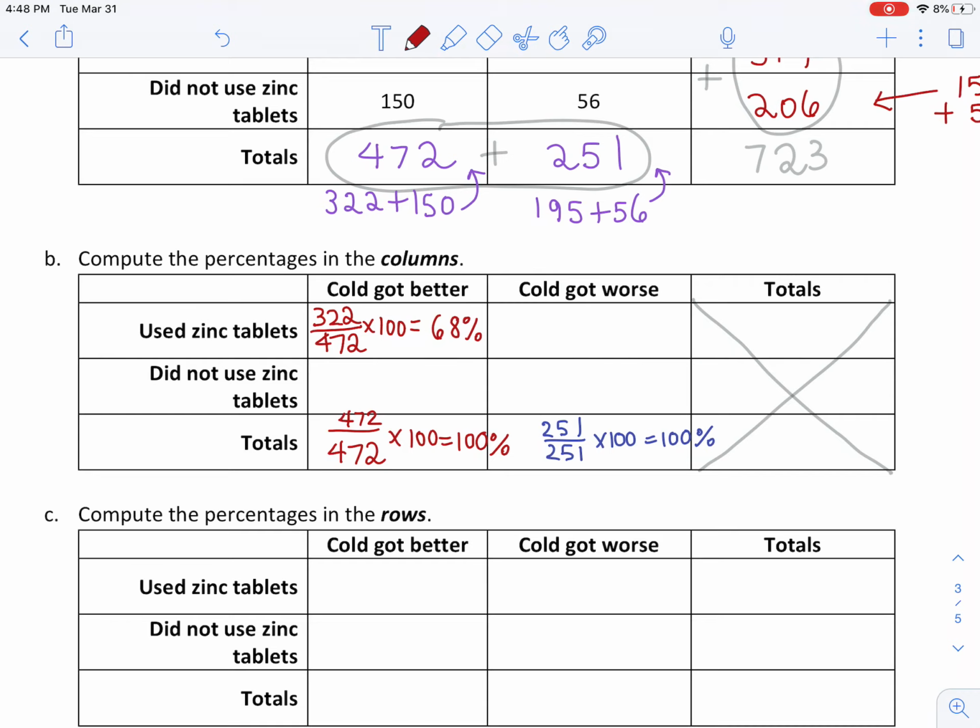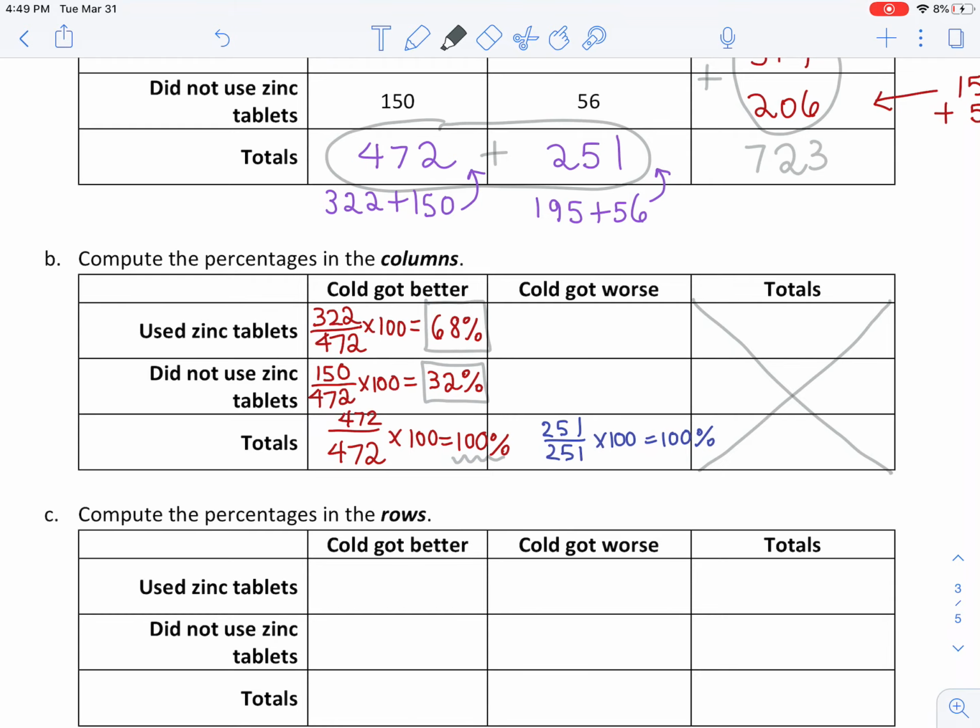All right, let's do the percentage of people who did not use a zinc tablet given that their cold got better. So that will be 150. And if you're wondering where I'm getting these numbers from, there's that number. 150 divided by 472 times 100. If you're finding the percentages in the column, make sure you're dividing by the column total, okay? I'm dividing by 472 here. 150 divided by 472 times 100, you will get 31.77. So I'm going to round that up to 32%. Now, just a quick check. If you add these two, you will get 100%. So we're doing good.